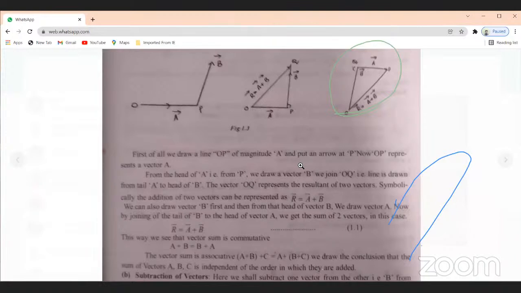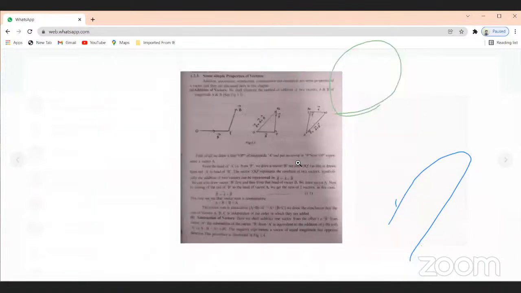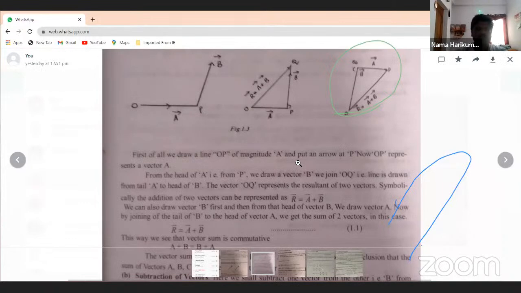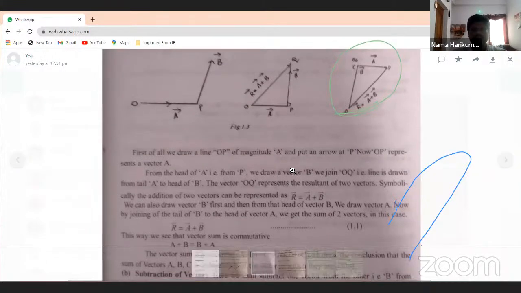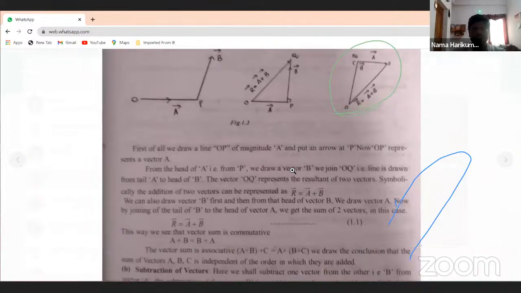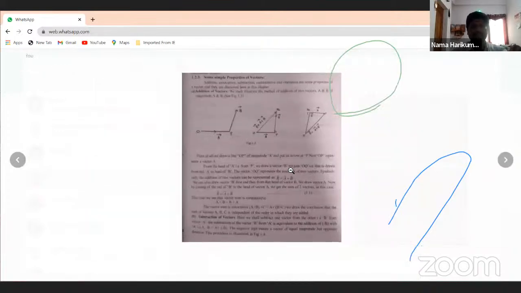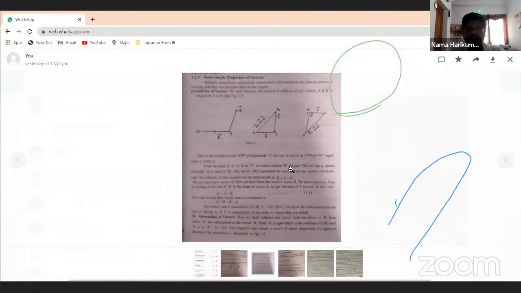Right. You can write it fast. Keep the diagram name modification as it is. Okay. Right.